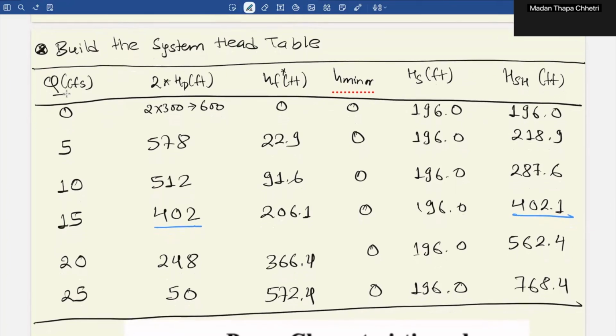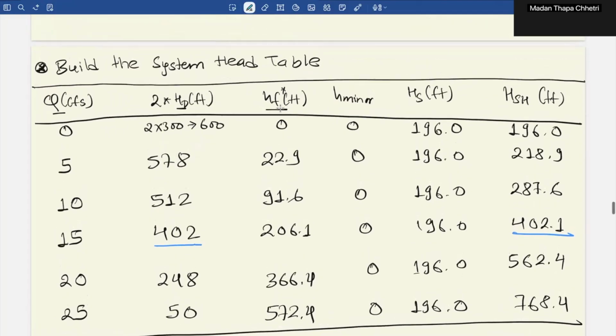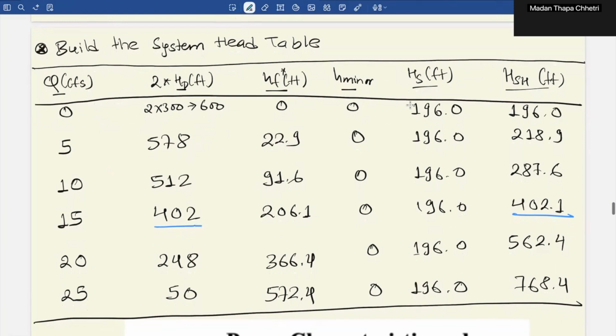So now this is given, HP is given, and we just multiply by 2, and this HF we compute by using the above formula. H minor is negligible, which is 0. HS is the energy head, where we have the static head, and this is the summation of HF plus H minor plus static head. So this helps us to find the operating point.